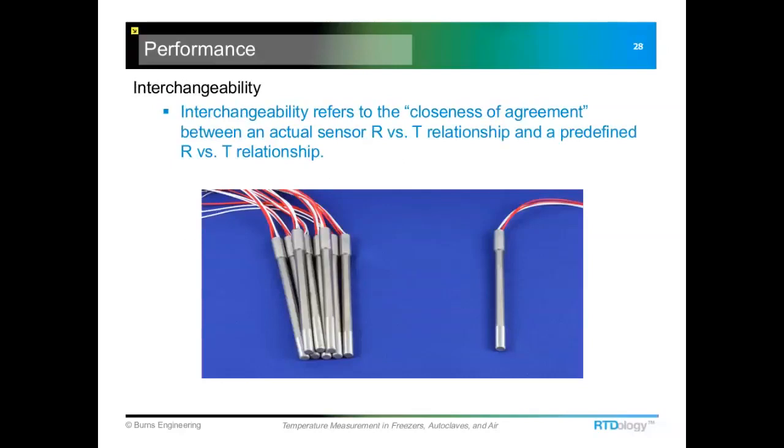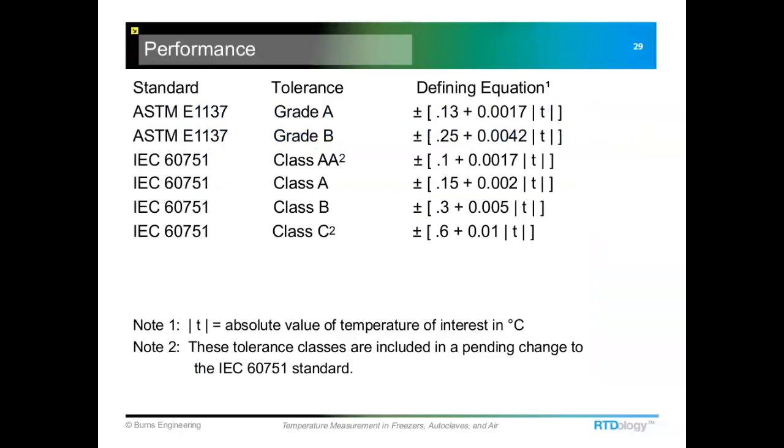First off, interchangeability. When manufacturers make an RTD probe, they adjust the resistance of the temperature sensor, the little sensing element, to 100 ohms at 0 degrees C. And then there's a tolerance associated with that, because, of course, we can't always hit it exactly at 100 ohms. A couple of standards define those tolerance grades. So there's the ASTM spec and then an international standard.